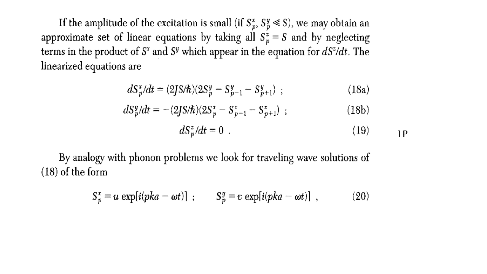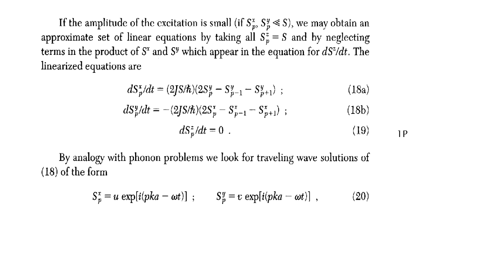And here, instead of Sp minus 1 z plus Sp plus 1 z, we put 2 times S, and we substitute here, and we can write it in this form. Similarly, the dSp by dt, the y component, will be this one, with the z component neglected. So these are the three equations, and the solution to these equations will be of this form.